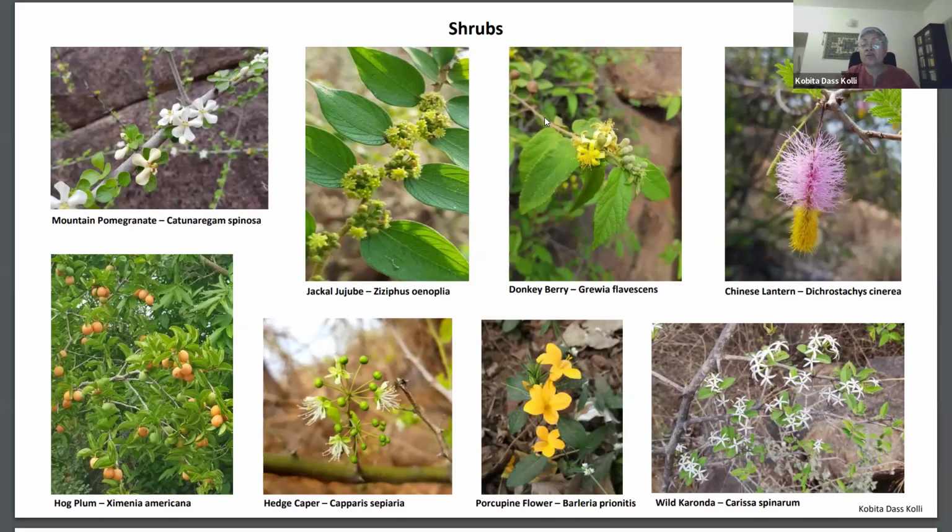But some of them you may not see flowers or leaves. Do take a picture of the twigs, and if there is any fruit, do take a picture. Next slide, please.